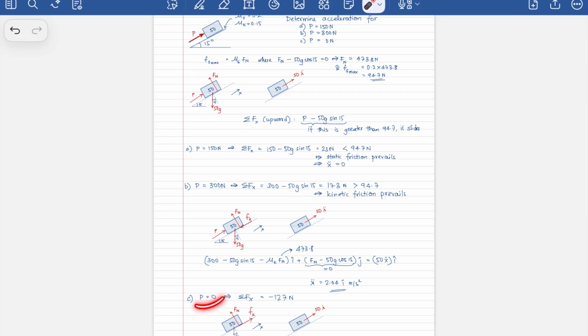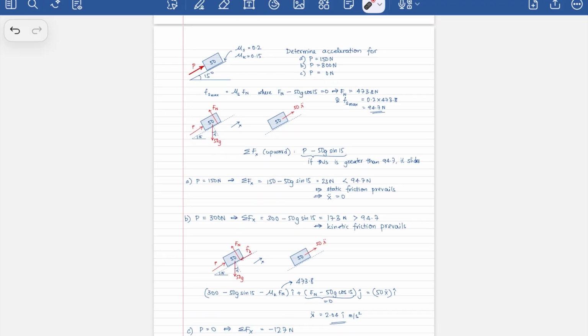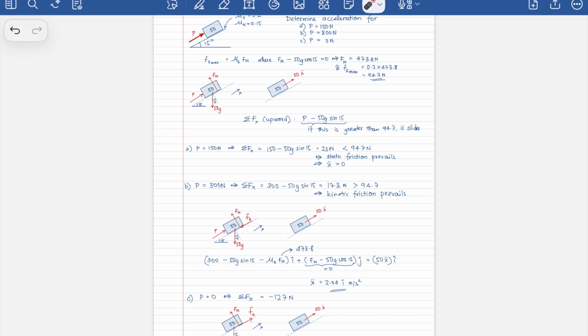In the third case, there is no force, and so it's just gravitational force acting, which is this minus 50g sine 15. And we see that the value of that, which is 127 newtons, is greater than the static friction limit, which means again we have kinetic friction, except now the block has a tendency to move downwards. So you have Fk acting upwards.